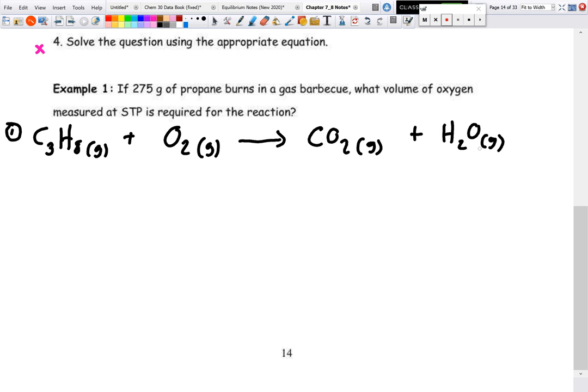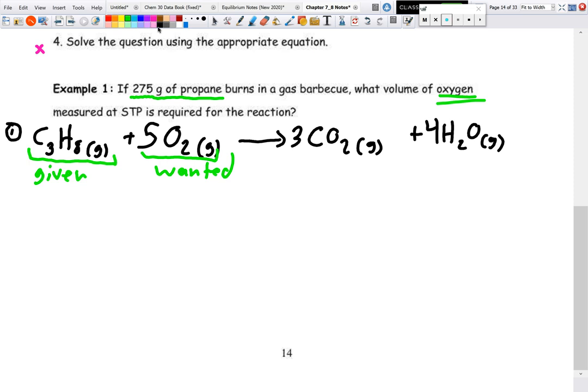And of course, we do need to balance. There are 3 carbons in propane, so we need 3 carbon dioxides. There are 8 hydrogens in propane, so we need 4 H2O. What this creates then is 10 oxygens on our product side. So in order to get 10 oxygens, we put a 5 in front of oxygen. Now, for this one, I'm not going to write in the molar masses because we're going to put those in when we actually need them. But from reading the question, I know that propane is my given because we have 275 grams of propane burning, and it's asking for what volume of oxygen. And my oxygen is right here. This is my wanted.